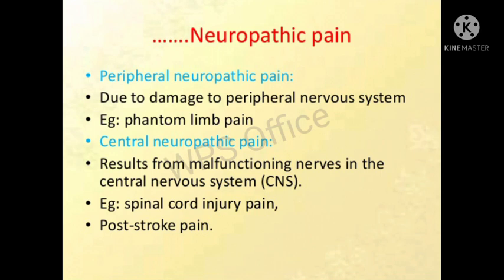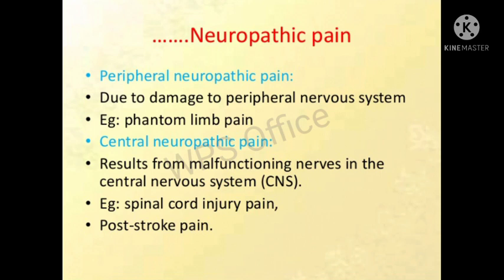Peripheral means it will occur in the periphery of our body, for example phantom limb pain. Phantom limb pain is pain after a patient gets amputated. That means after one of the patient's hands or legs is cut due to various reasons, the person will still have the sensation of pain in that area, in the cut part. That is known as phantom limb pain. That means the pain is occurring in a limb that is no longer present in the patient.